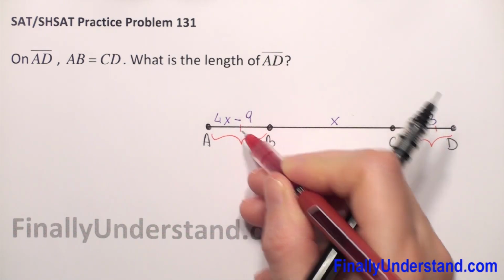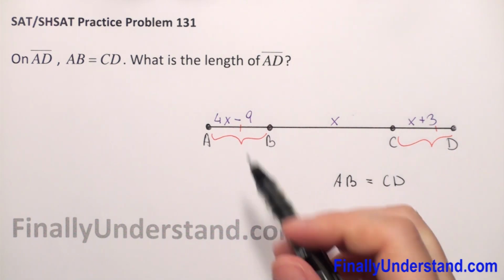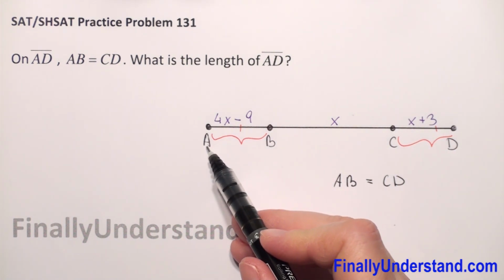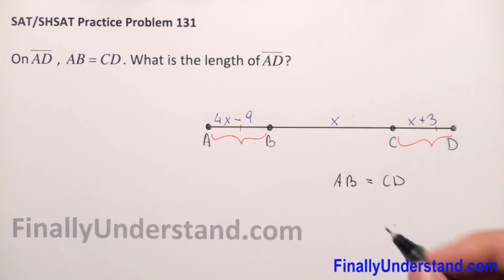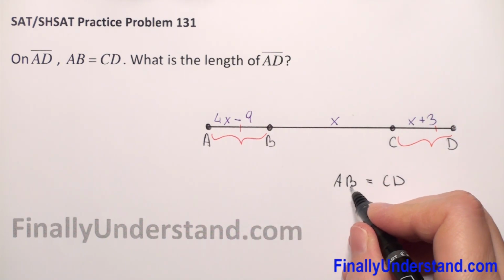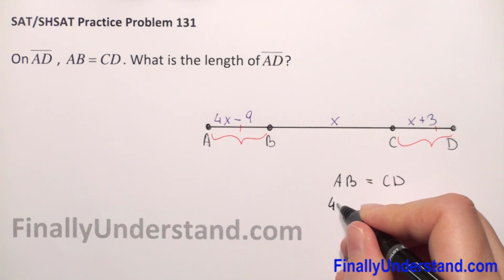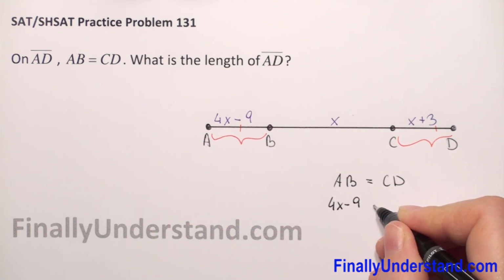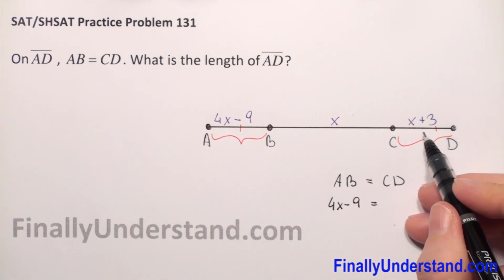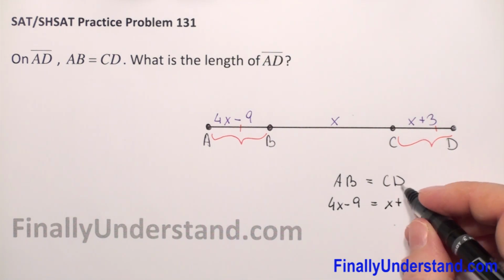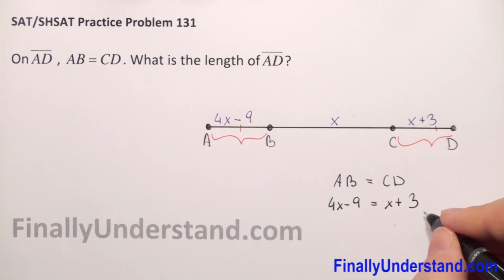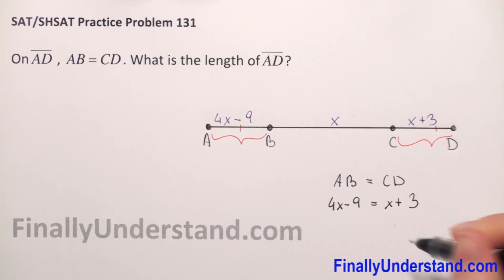They are the same. So we have given that segment AB is given by this expression 4x minus 9. So we can substitute AB by expression 4x minus 9. And CD is given by expression x plus 3. So we substitute CD by x plus 3. We have an equation with one unknown x.